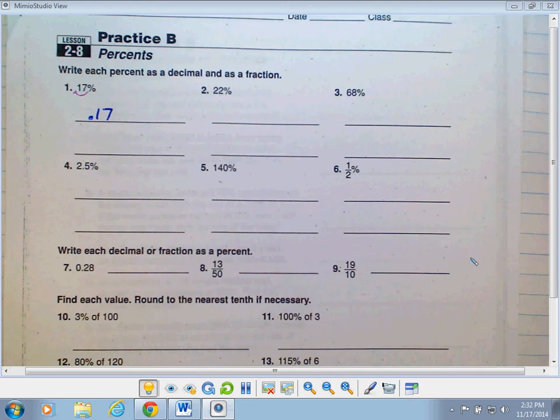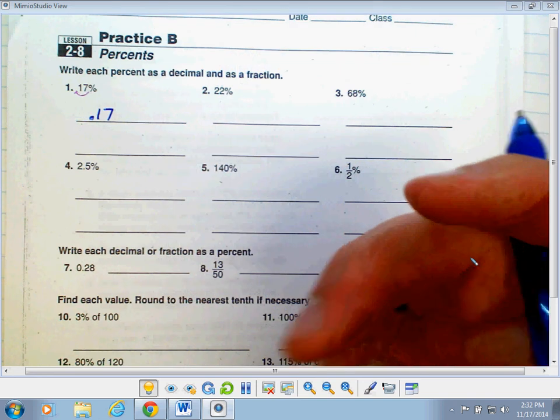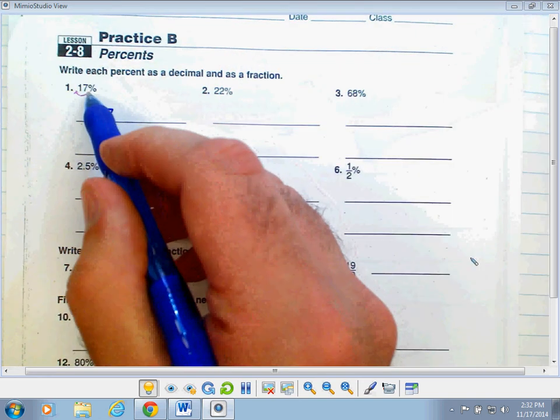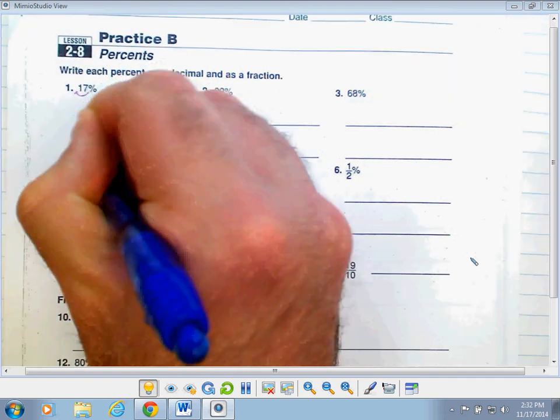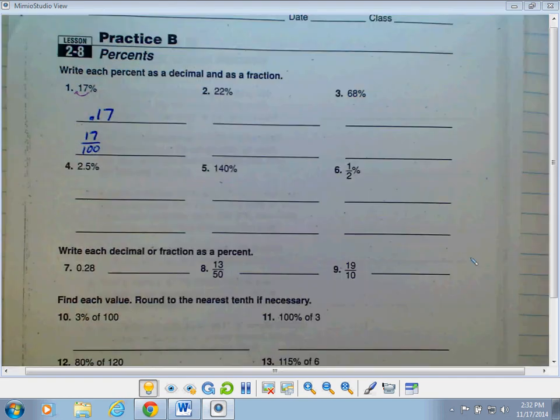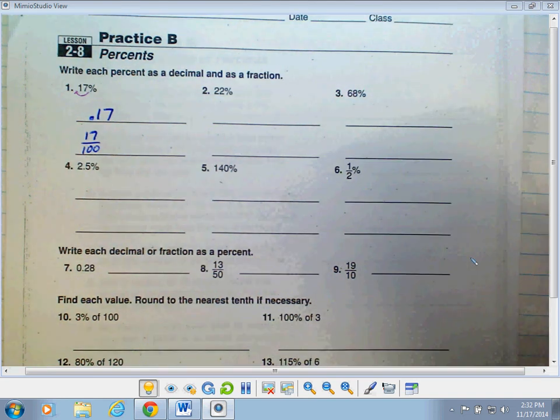You can also make a percentage into a fraction. The percentage would be whatever it is over 100. So this one would be 17 over 100. You should always try to reduce your fraction if you can, but in this case you won't be able to, because 17 over 100 doesn't reduce at all. So that one is a final answer as it is.